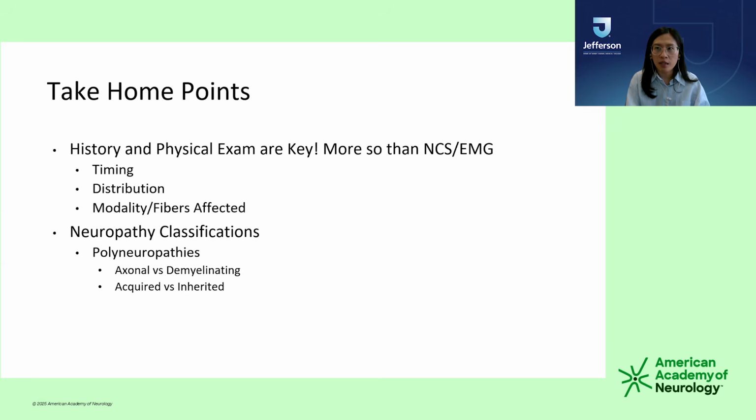And then today we included all types of peripheral neuropathies, although we wanted to focus predominantly on the polyneuropathies. In those cases, I want you to think about two major buckets: if it's axonal versus demyelinating, or if it's acquired versus inherited. If you can figure those two things out, you've really narrowed down your differential quite a bit.